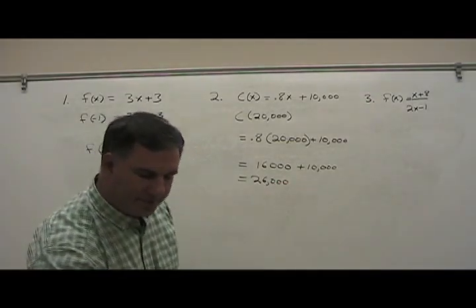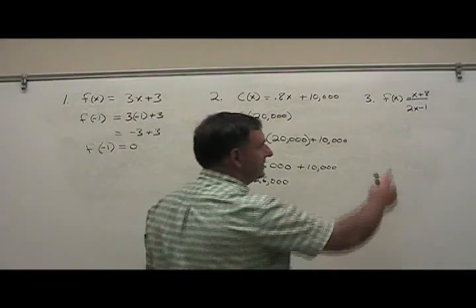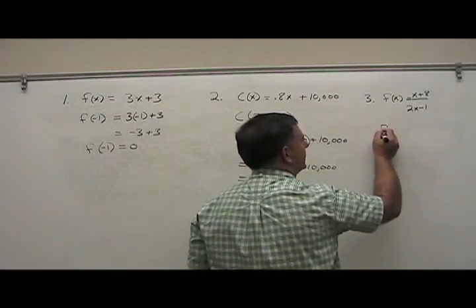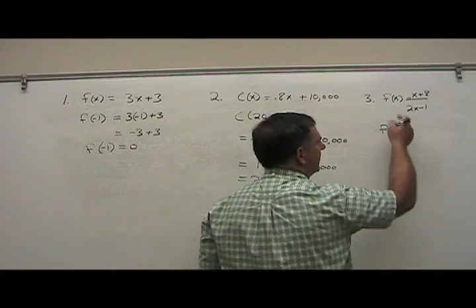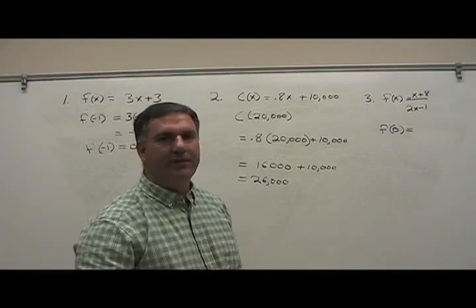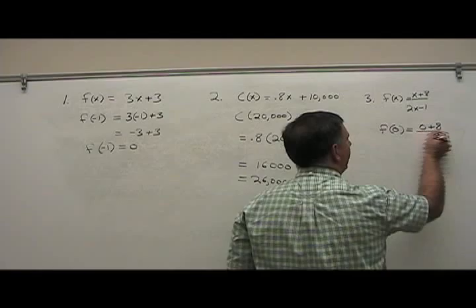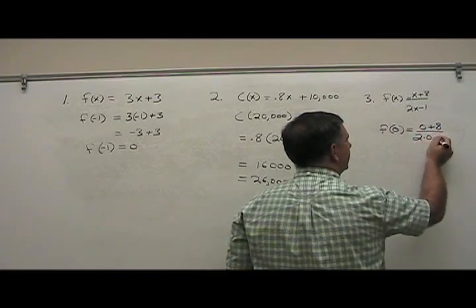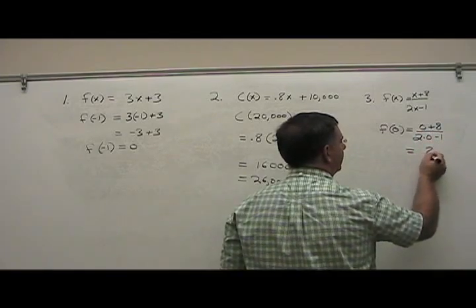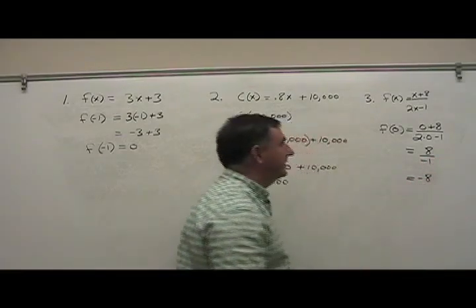In problem number 3, we're also asked to evaluate this one, and this is a rational expression, but we're asked to evaluate this at f of 0. And so again, we're going to replace all the x values with the value of 0. So we'll have 0 plus 8 over 2 times 0 minus 1, and so we end up with 8 over -1, or -8 as our answer.